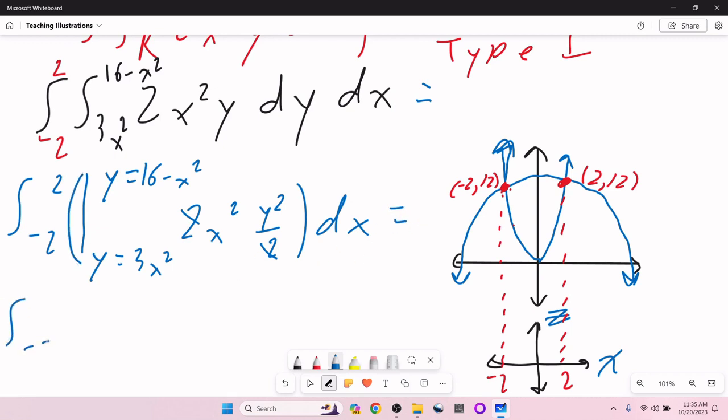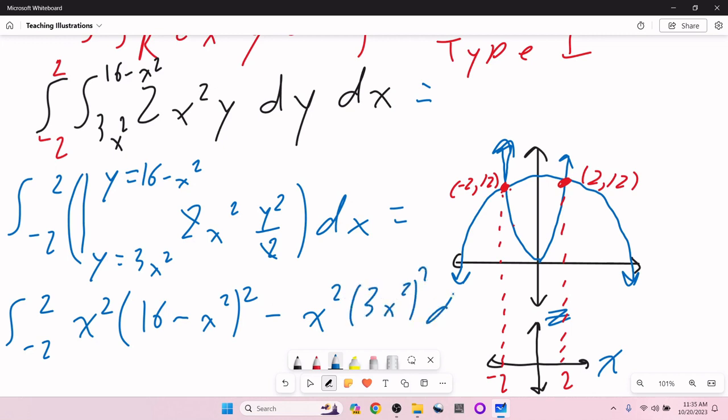So we'll get -2 to 2 of x squared times 16 minus x squared, minus x squared times 3x squared dx. So notice what happened here. I just plugged in where I saw y. I plugged in this, plugged in this. The x squared did not change. It did not get plugged in.